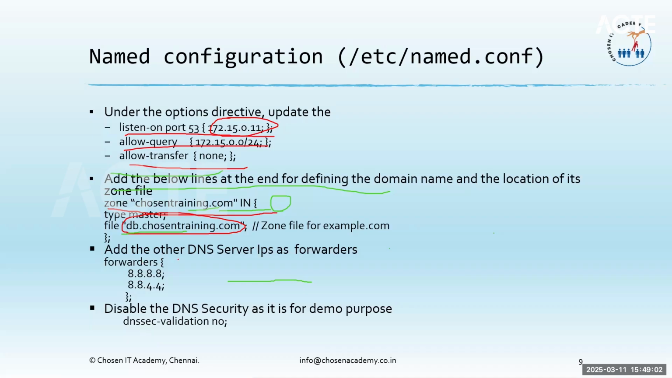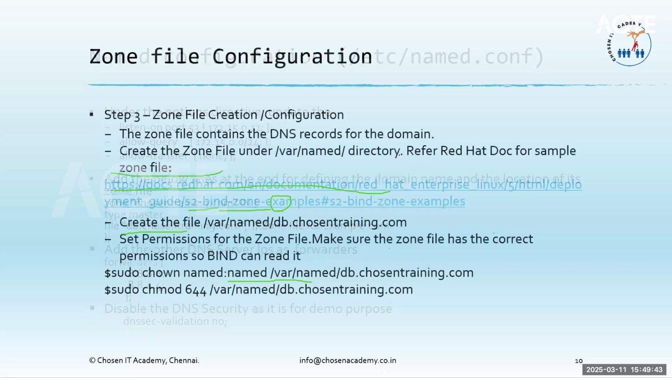After that, we will have to tell the DNS server the IP address of the forwarders. If the DNS server does not have the records that the system is looking for, it will go to the forwarders. I have given the Google DNS servers, 8.8.8.8 and 8.8.4.4. So in case the DNS server is not able to get the required data, it will take the help of Google's DNS servers, which I have mentioned here. And for DNS security, I have made it no. So these are the configurations that we have to make in named.conf.